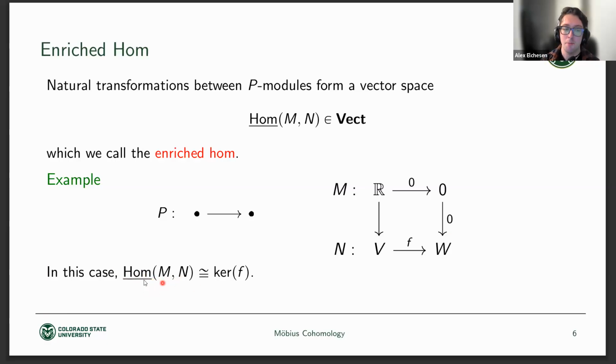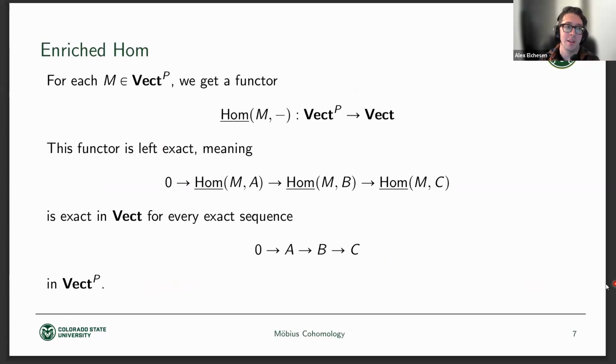So our enriched hom vector space is actually isomorphic as a vector space to the kernel of F. Okay. So this enriched hom gives us a functor.